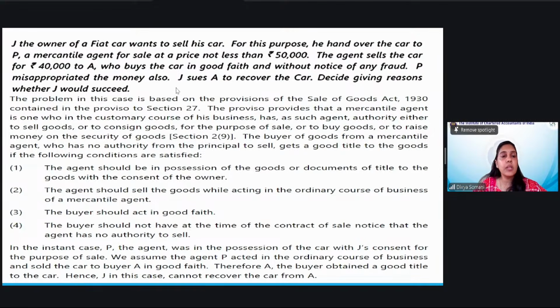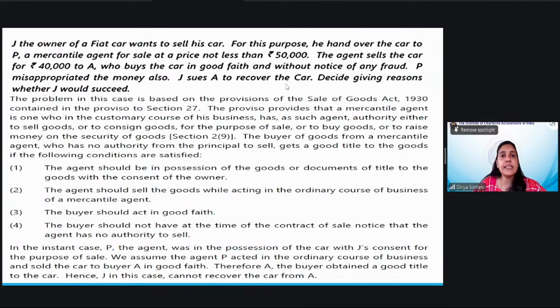Okay. If you can read this question, everyone. The owner of a Fiat car wants to sell his car. For this purpose, he hands over the car to P, a mercantile agent, for sale at a price not less than 50,000. So he himself is not selling the car. He has appointed an agent to sell it further, and he has mentioned clearly that the car should not be sold below 50,000. The agent sells the car for rupees 40,000 to A.